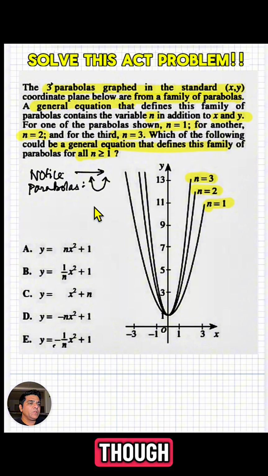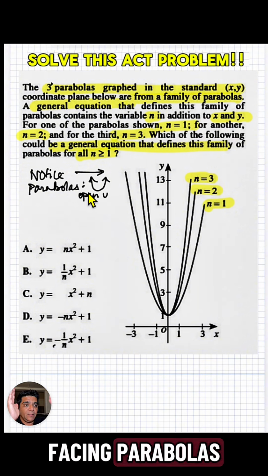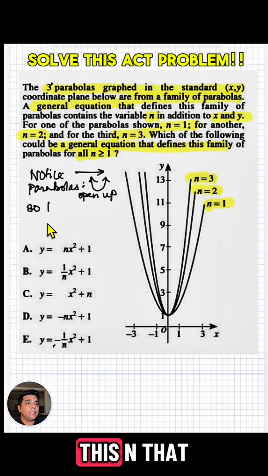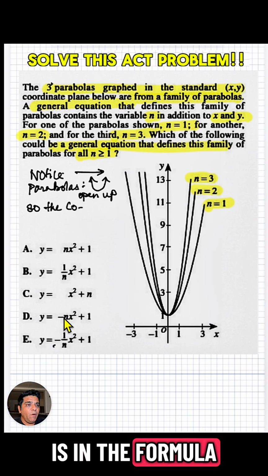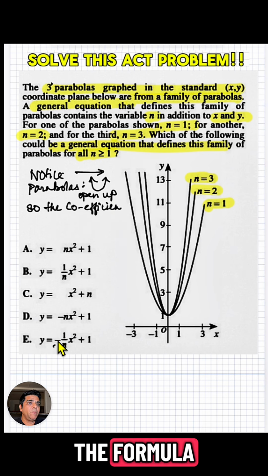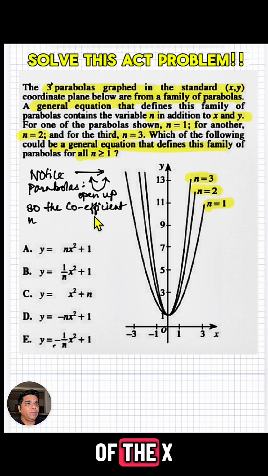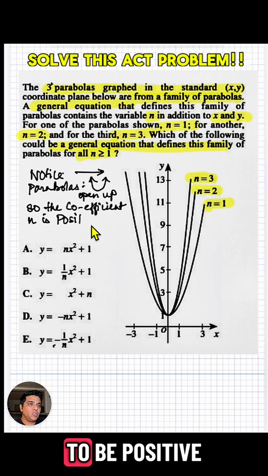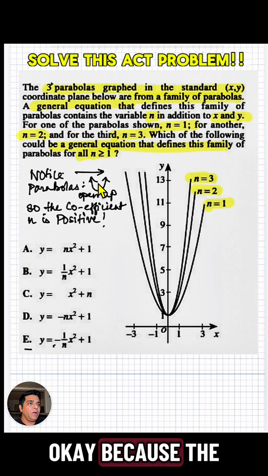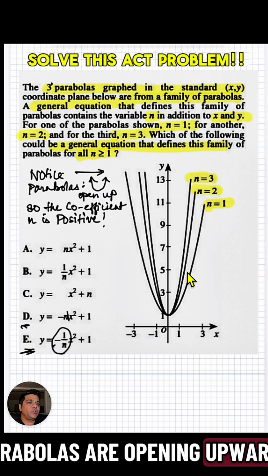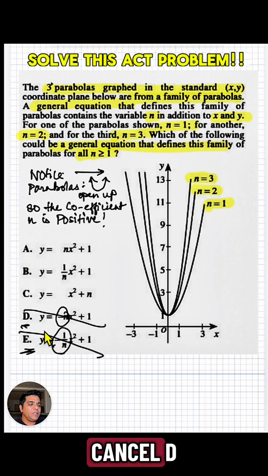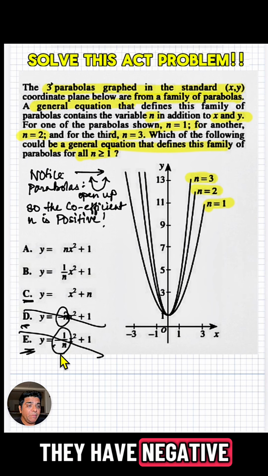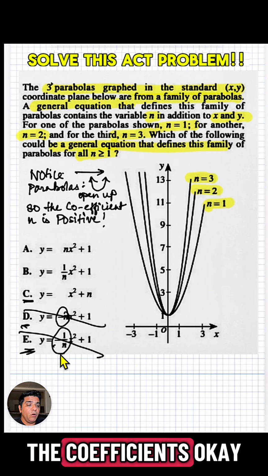Notice the parabolas though, they're all upward facing parabolas. So what that means is this n that is in the formula, which is like the a of the formula, the coefficient of the x squared term, has to be positive, because the parabolas are opening upwards. So straight off we can just cancel d and e because they have negative coefficients.